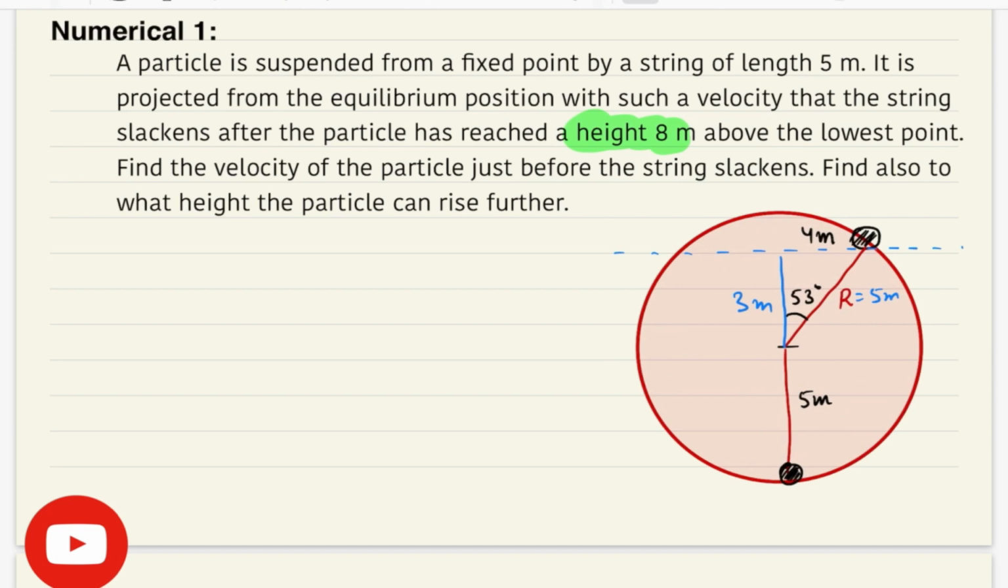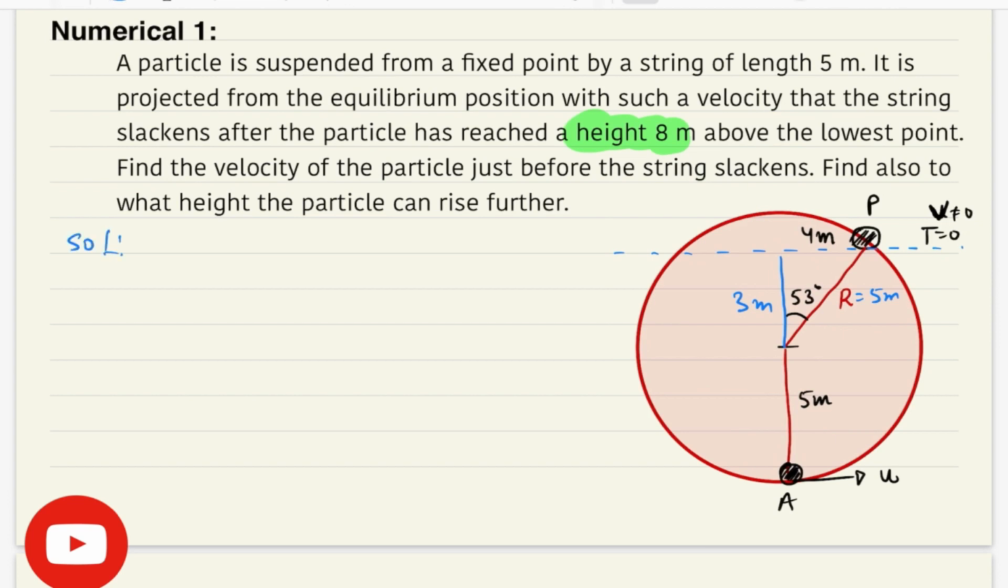So at this position, let's say at this point P, the string slackens, it means that the tension becomes 0 but the speed is non-zero. Velocity or speed is non-zero at point P. Find also to what height the particle can rise further. Okay, so firstly we will calculate the velocity at point P. Let's consider that we supply a speed of u at the lowest most point. So from the conservation of energy between the point A and P, we can write an equation.